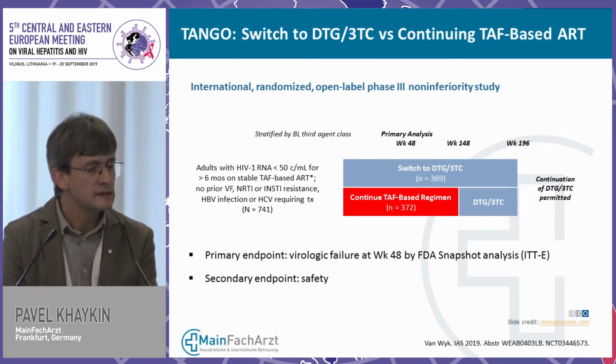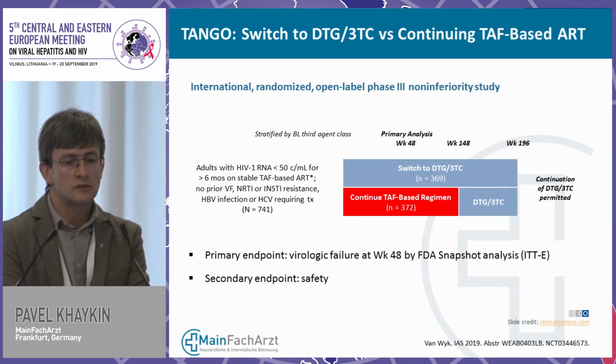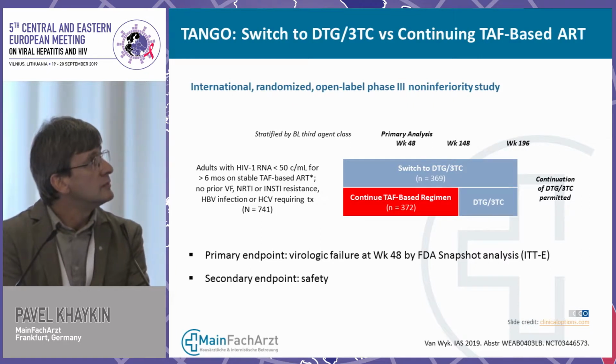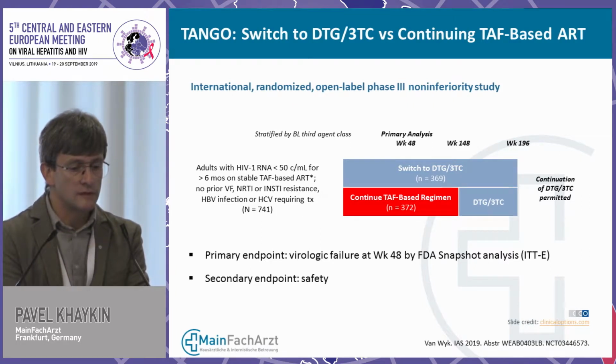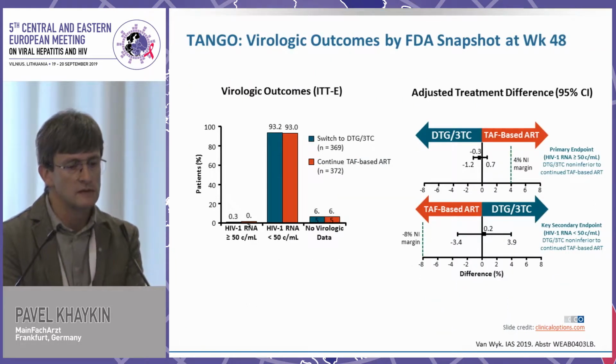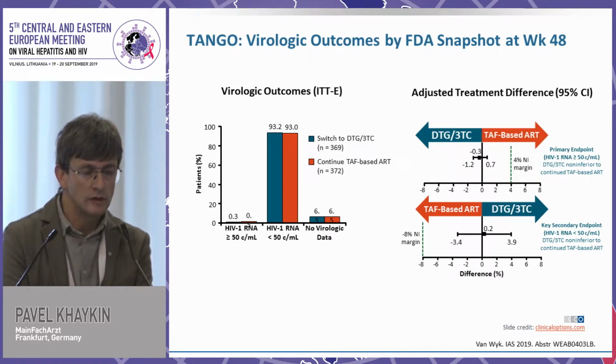One of the latest trials presented is called the TANGO trial, the switching strategy to dolutegravir plus 3TC versus continuing a TAF-based ART regimen, a stable switch in patients who are below 50 copies for more than 6 months, either switching to a dolutegravir 2-drug regimen or staying on TAF-based regimens. This trial also showed non-inferiority for this new 2-drug regimen in this stable switch option.